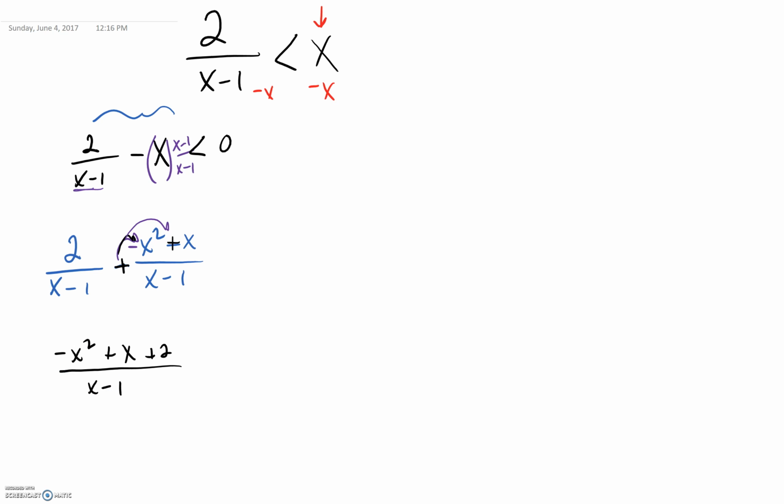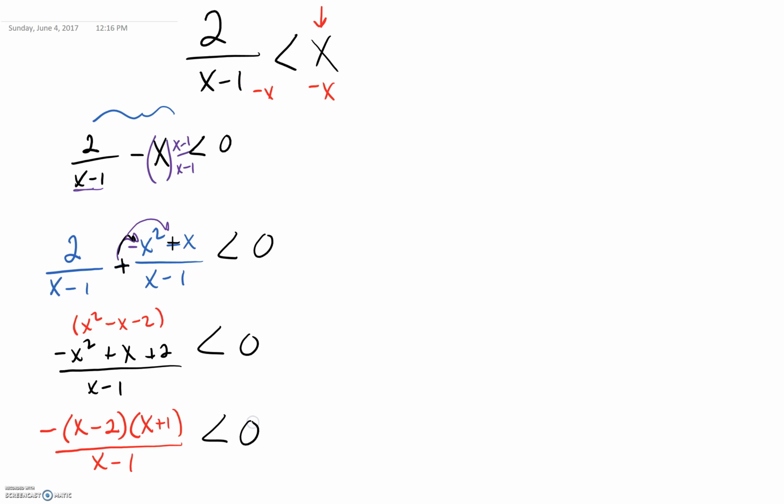And then we look to factor everything out. So the first thing I'm going to do is factor out the negative sign out of this numerator, and that will give me an x squared minus x minus 2. And from there, that will factor out to x minus 2 times x plus 1, and it's all over top of x minus 1. Now remember, I wasn't writing this, but all of this is less than 0.